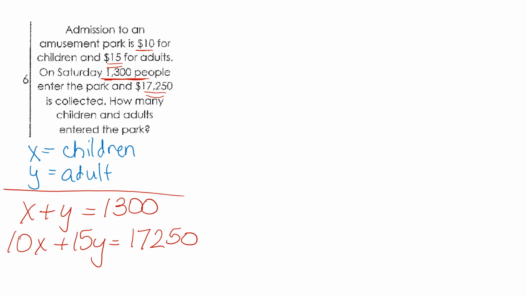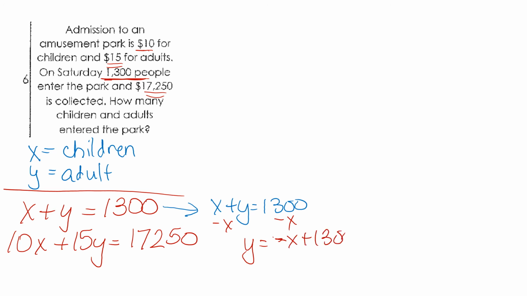Now, in order to use the substitution method to solve this, you're going to have to isolate a variable. So we're going to focus on this bottom equation. We're going to move that x on both sides. So we have x plus y equals 1,300. If I subtract x on both sides, I would have y equals negative x plus 1,300. So that I can do that substitution.